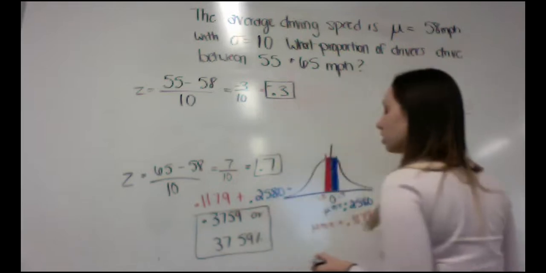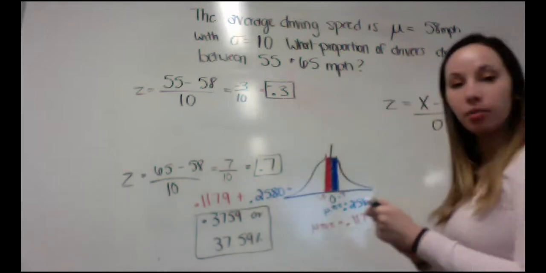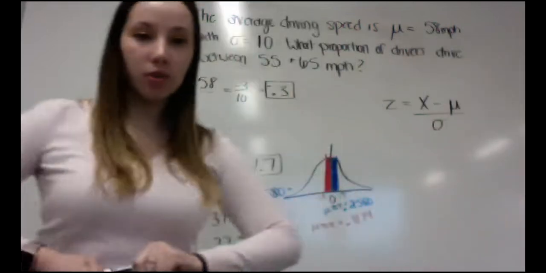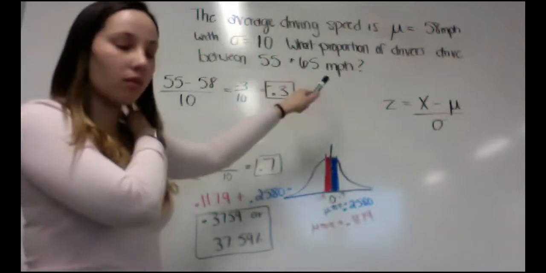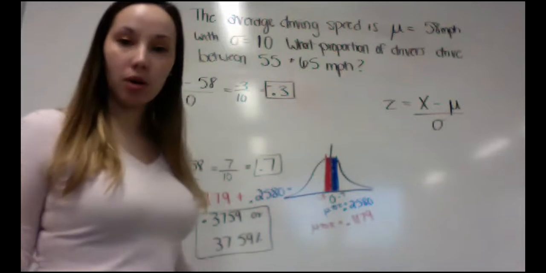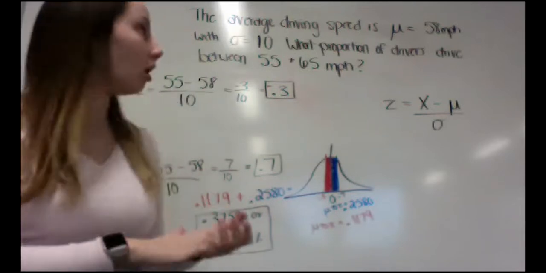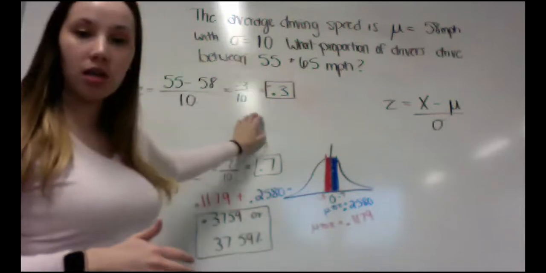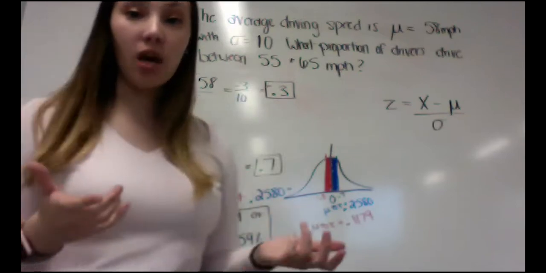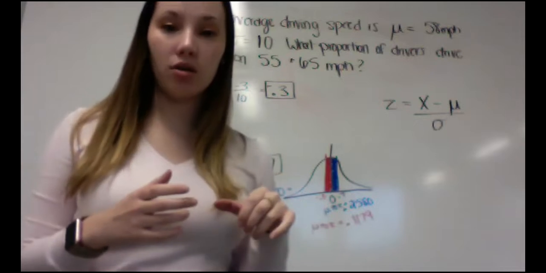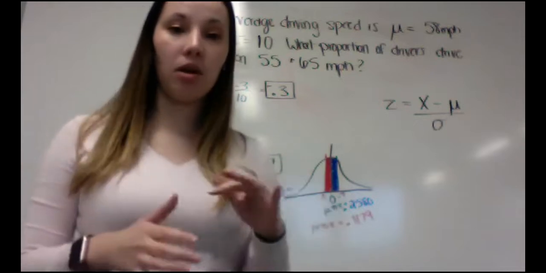So what that's saying is 37.59% of drivers drive between the speeds of 55 and 65 miles per hour. So that's how you would work a problem like that. You convert the raw scores to z-scores, and then you find the probability that's associated with those z-scores. So again, it's really helpful to draw everything out so that you're understanding what the problem is asking for and what you need to do with it.